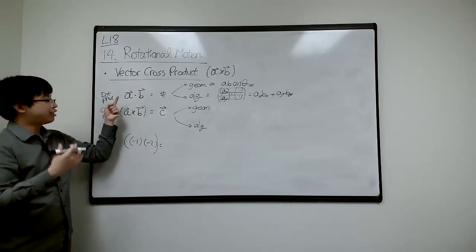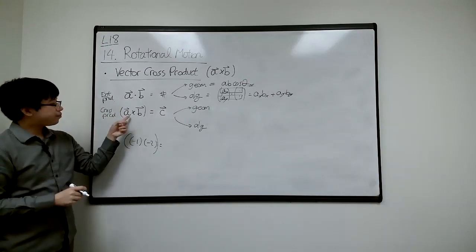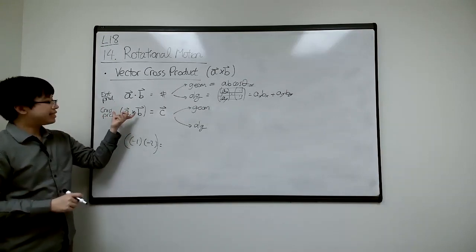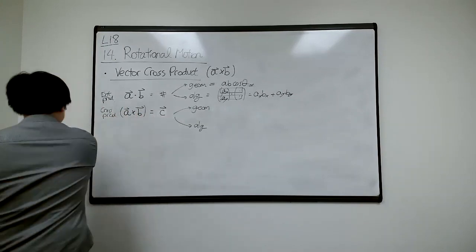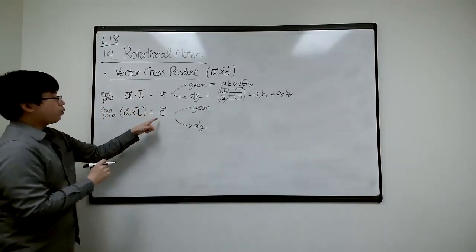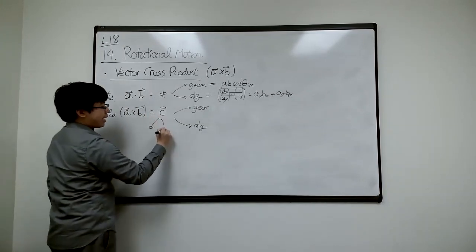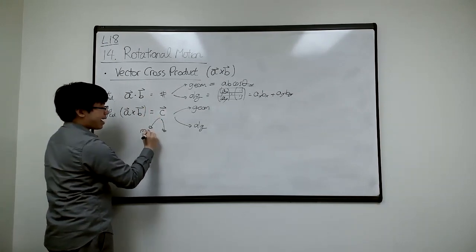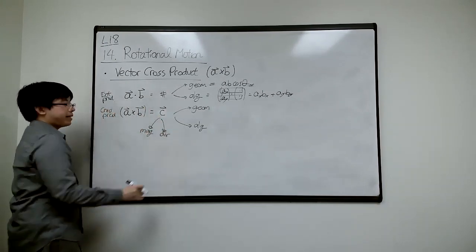Immediately in your head, that's just a scalar. When you see a cross here, your head would say it's a vector. All right, this result is going to be a vector. So now it raises a question, right? If this is a vector, it should have a magnitude and a direction. So what would it be?